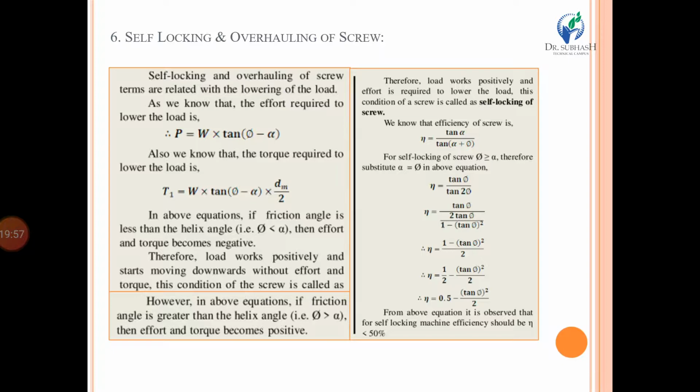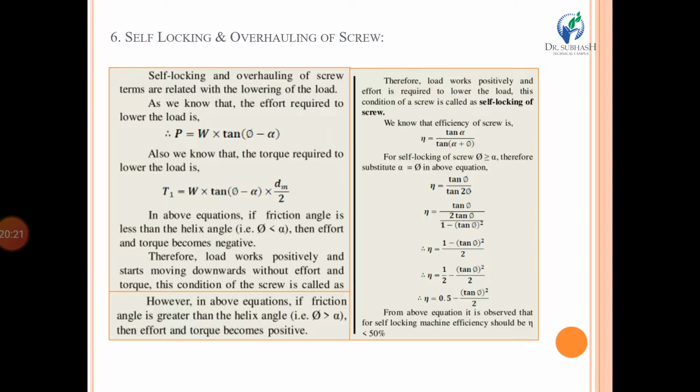But similarly, if you are finding that the friction angle is greater than the helix angle, then your equation for the effort will become positive. P, the effort, becomes positive. That clearly means that you are required to apply some kind of force at the end of the lever. So it is the self-locking condition of any power screw.